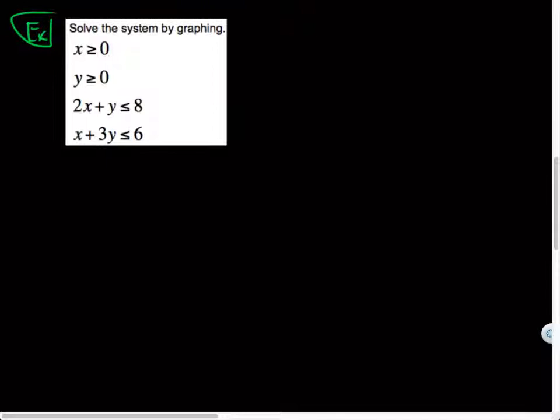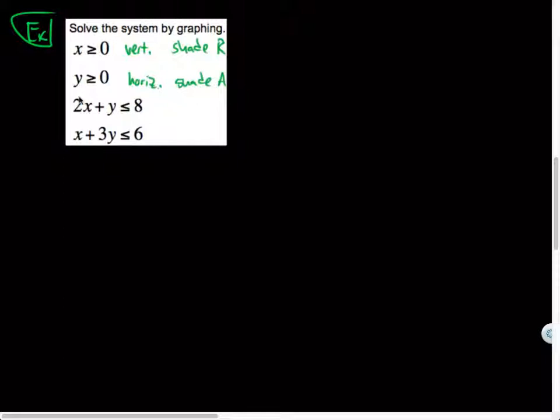So let's analyze these a little bit real quick. X is greater than or equal to 0. That's going to be a vertical line. Y is greater than or equal to 0 is going to be a horizontal line. Which way would I shade X is greater than or equal to 0? Left or right? Shade to the right because greater than. Yep. Which way would I shade Y is greater than or equal to 0? Above or up. Shade up or above. There we go.